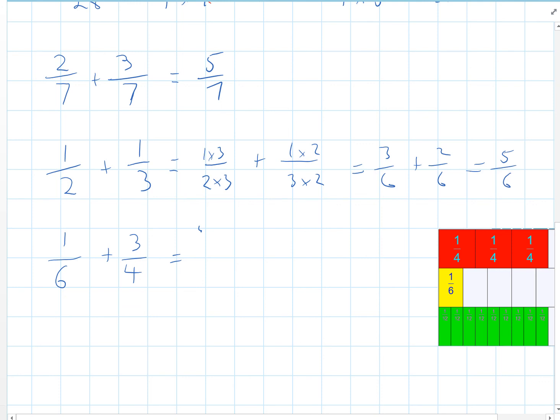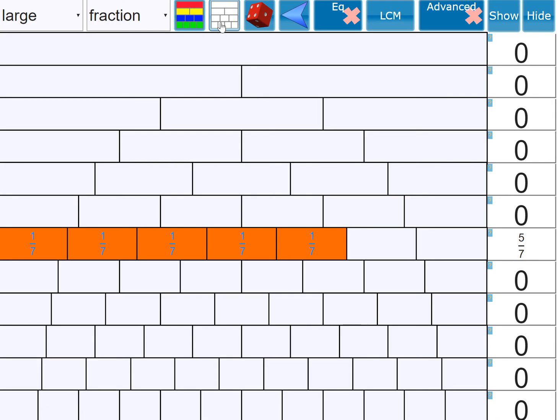Okay, so basically what have we done? We've seen that we've got our denominators of 2 and 3, and a number that they both go into is 6, because 2 times 3 is 6 and 3 times 2 is 6. You may have seen that idea before, but when I've got a question like this, 1/6 and 3/4, let's have a look at that one. So I'm going to say 1, 2, 3, 4 quarters. I had 3/4, and I had 1/6.